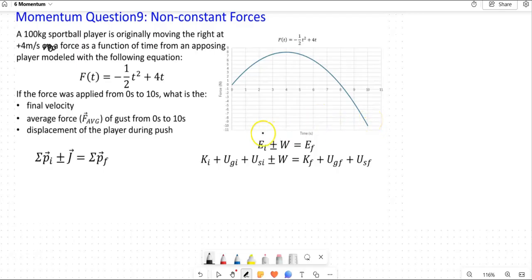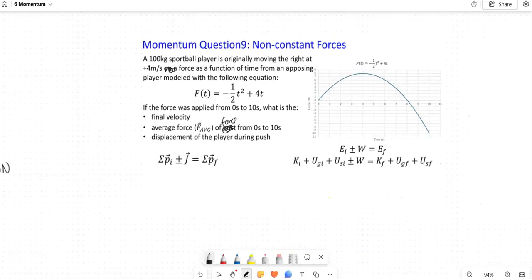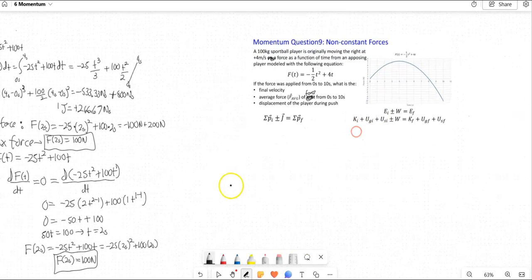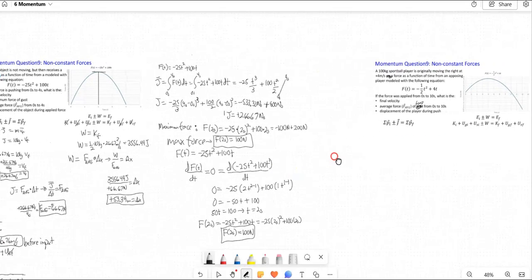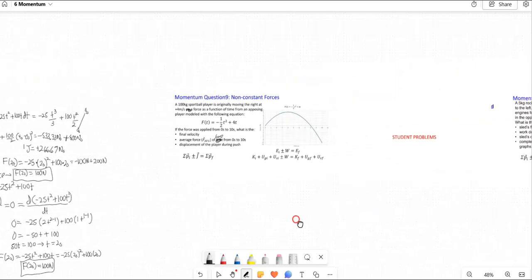Okay? So we want to know what the average force of that push is, or pull. So we need to know their final velocity after this happens. We want to figure out what their average force is from 0 to 10 seconds, and then the displacement of the player during the push. So this problem is similar to the other problem. So here is what we're going to do.